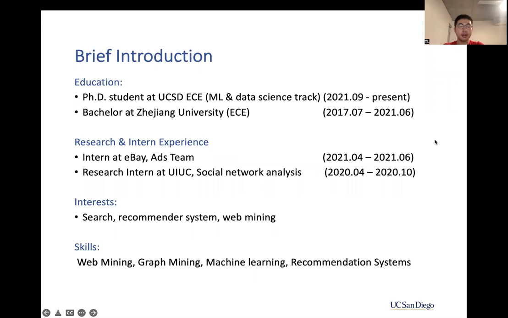And first, let me give a brief introduction about myself. I graduated from Zhejiang University, and I'm currently a PhD student at the ECE department. I'm interested in recommender systems and web mining, and also have some related experience and skills in the same field.